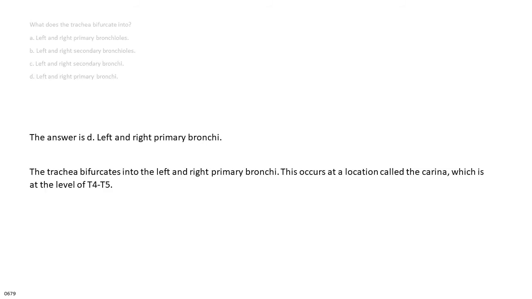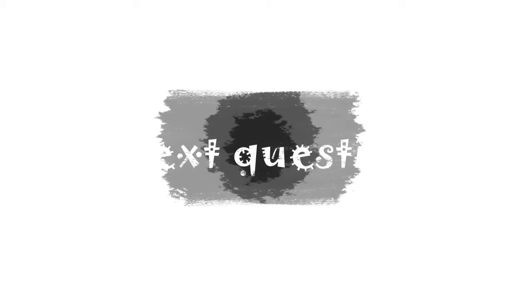The answer is D. Left and right primary bronchi. The trachea bifurcates into the left and right primary bronchi. This occurs at a location called the carina, which is at the level of T4-T5.